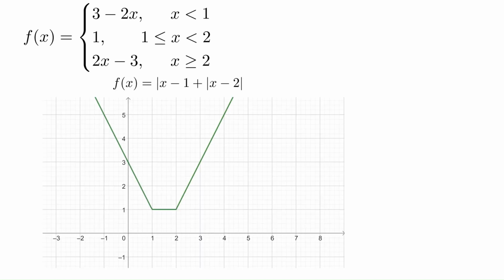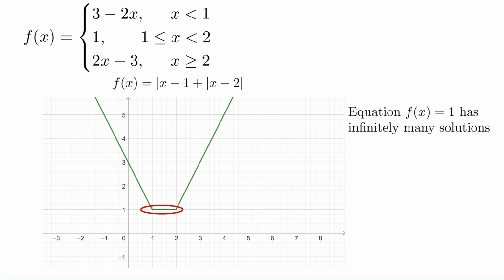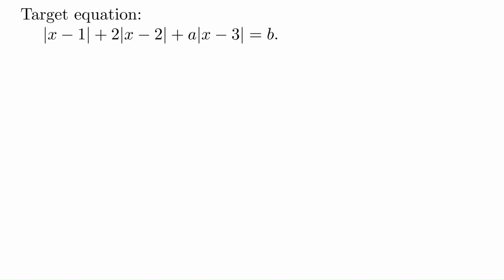Its graph is like this. And we can see that between 1 and 2, it is indeed a constant. In this case, f of x equals 1 has infinitely many solutions, for all x between 1 and 2. We are ready to solve the original problem, but let me present the results first.